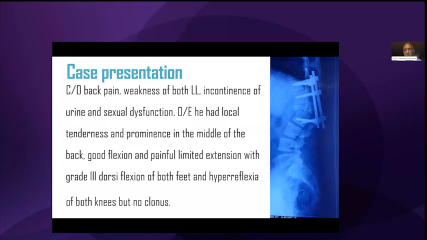This patient complained to me of back pain. He had weakness of both lower limbs. Also, he had incontinence of urine, and he had sexual dysfunction. On examination, he had local tenderness and prominence in the middle of the back, good flexion, but painful limited extension, with grade 3 dorsiflexion of both feet and hyperreflexia of both knees, but no clonus.